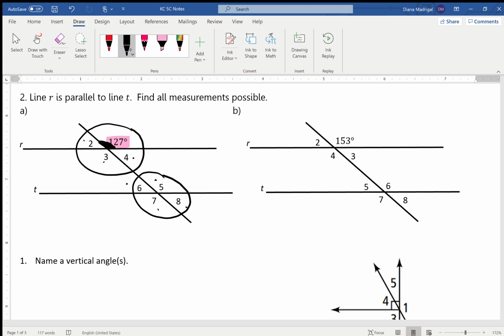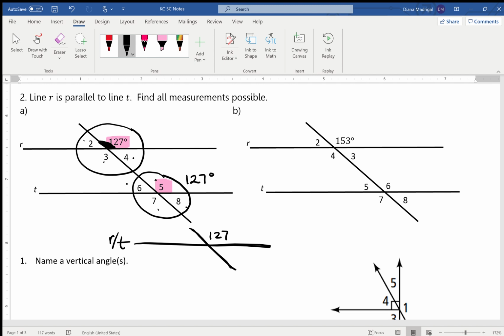Remember, this is the same line. Line R is the same thing as line T, so this is line RT, and this is a transversal cutting it. This is 127. Which one has the matching corner? Well, the matching corner, remember, it has to be 5. It's on top, right? So now you know that angle 5 is also 127.